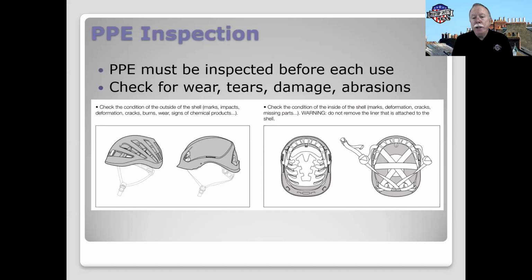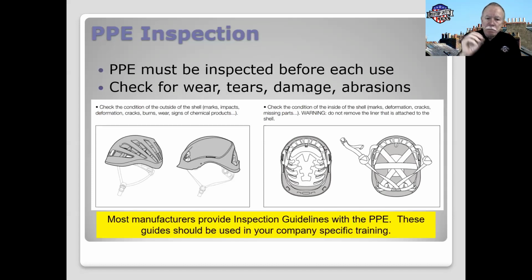Inspection of PPE. Any items of PPE should be inspected before they're used. Check for wear, tears, damage, abrasion. And as you can see here, here are some pictures about inspecting a climbing helmet that came out of the product manual for that product. So again, most manufacturers provide the inspection guidelines for the PPE, and they should be a part of your company-specific training for the products you actually use in your workplace.